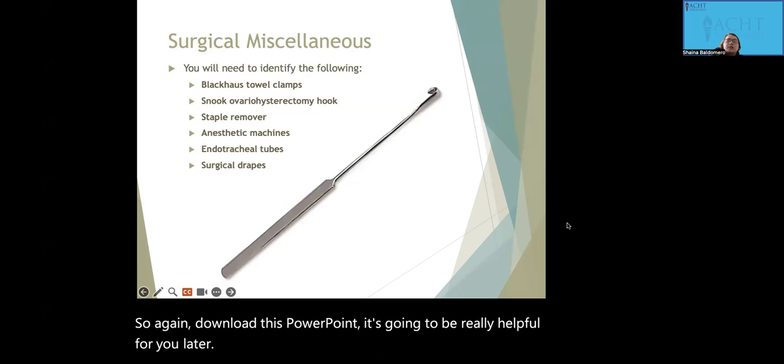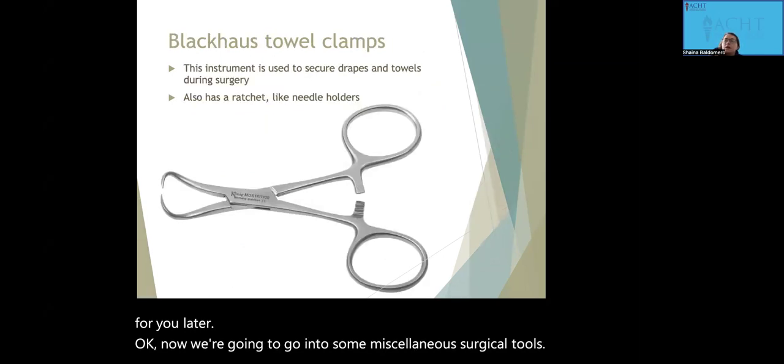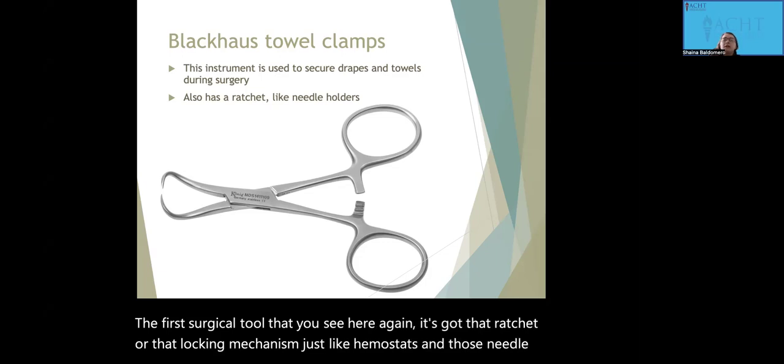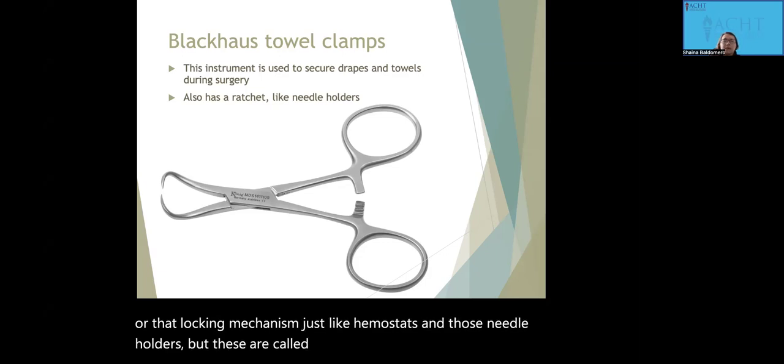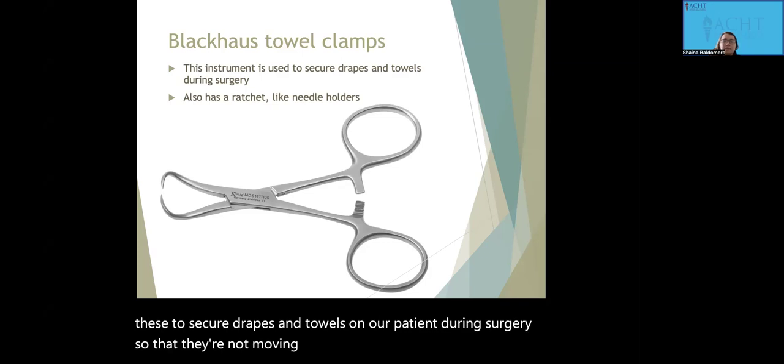Okay, now we're going to go into some miscellaneous surgical tools. The first surgical tool that you see here, again, it's got that ratchet or that locking mechanism, just like hemostats and those needle holders, but these are called Backhaus towel clamps. We use these to secure drapes and towels on our patient during surgery so that they're not moving around everywhere.